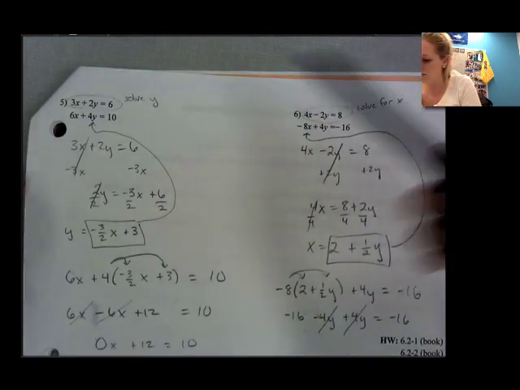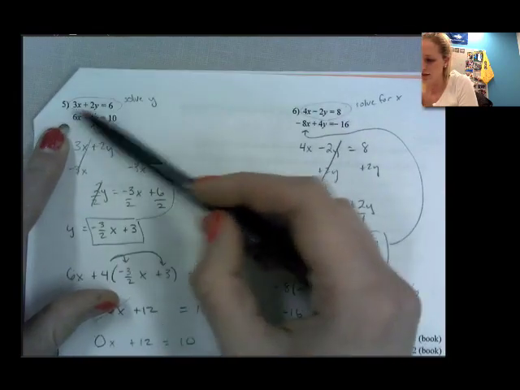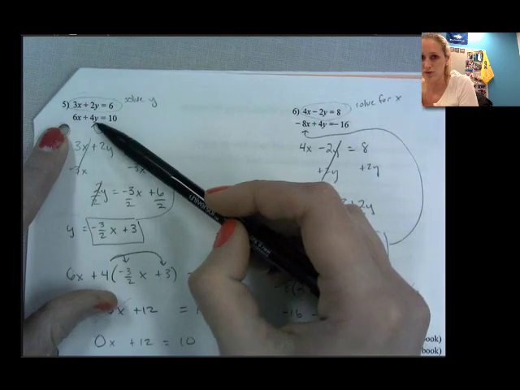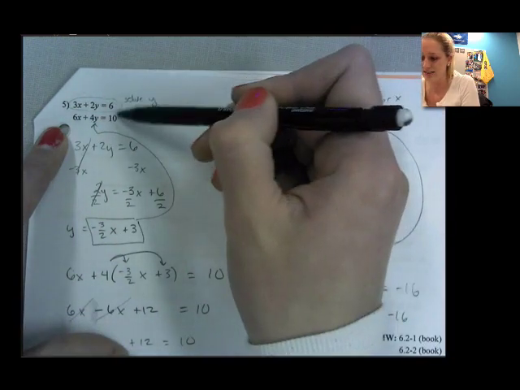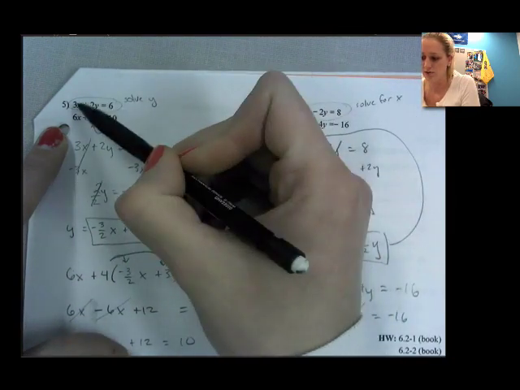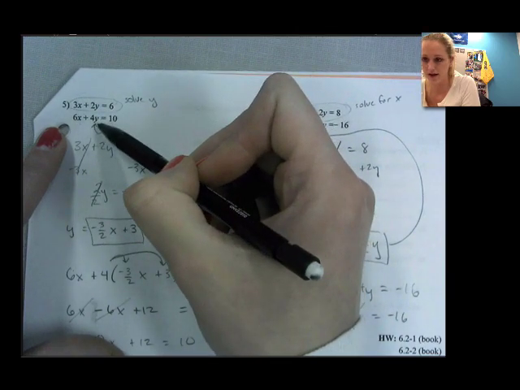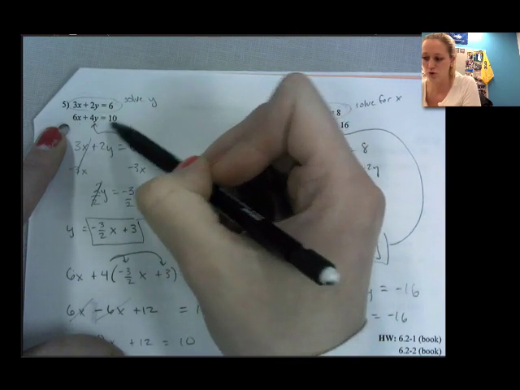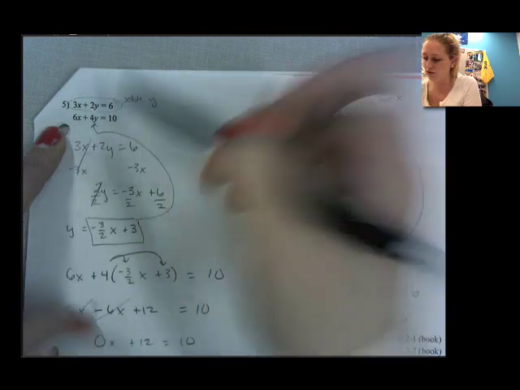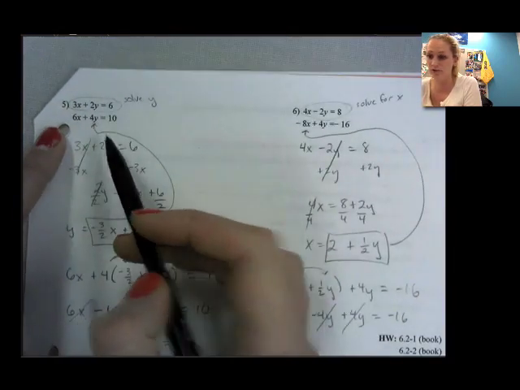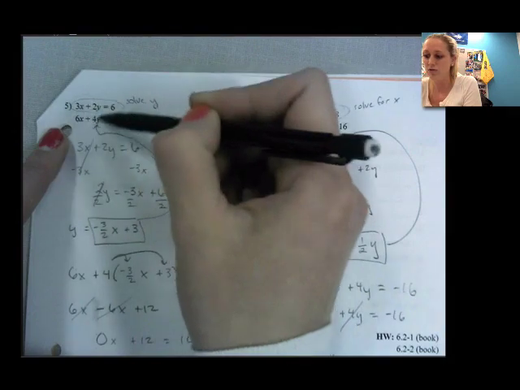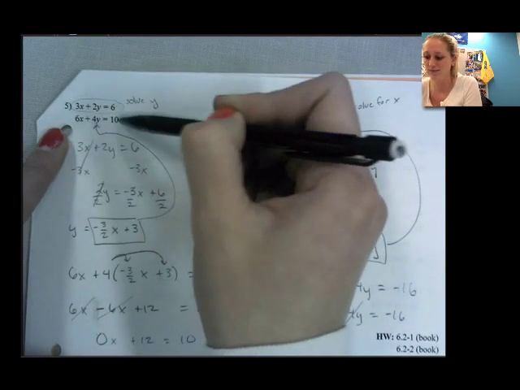So let's take a look at these and see what they have in common. Do you notice this equation just got multiplied by 2, but this didn't? So 3x times 2 is 6x, 2y times 2 is 4y, but 6 times 2 should be 12. If that was the case, this would have been infinitely many as well. So if these are multiplied by the same thing, but these are not, that's a no solution problem here.